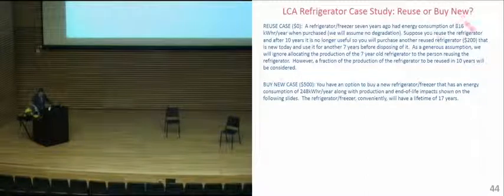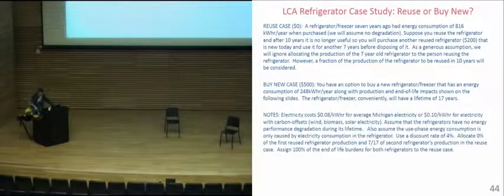Because if these two numbers, you see that the reused refrigerator has a high electricity consumption and the new one has a lower electricity consumption, well, were those values determined under the same conditions? The functional unit is what clarifies that for us, okay?